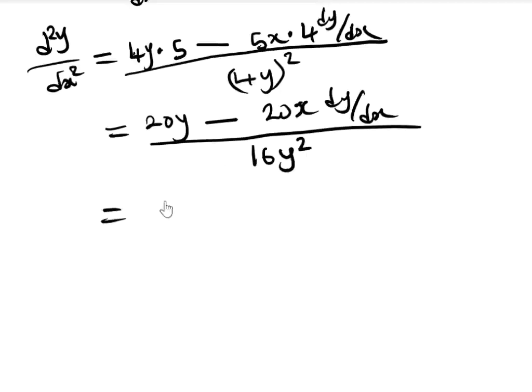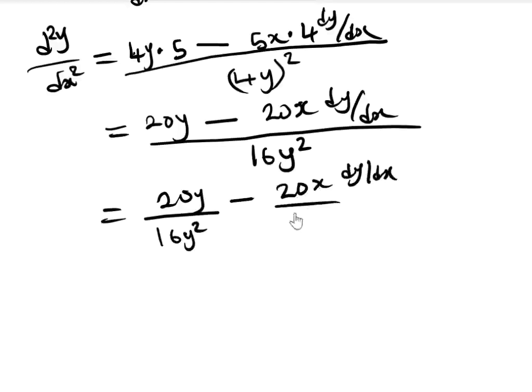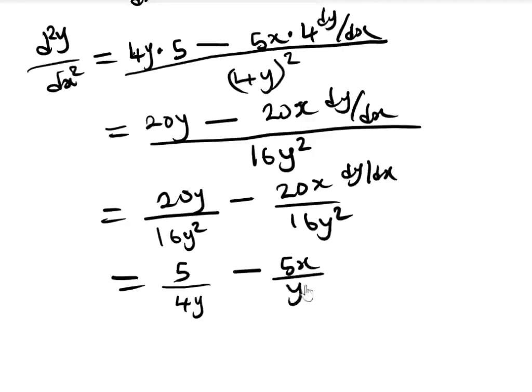We can decide to simplify further. This is equal to 20y divided by 16y² minus 20x dy/dx divided by 16y². And this will be equal to, 4 can divide, I have 5 divided by 4y minus 5x divided by 4y² dy/dx.